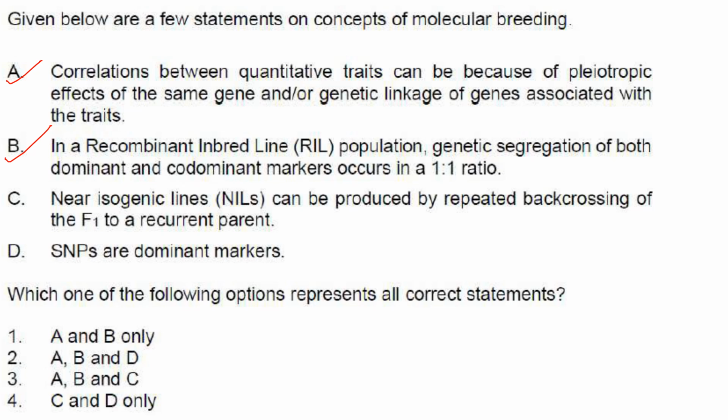Near isogenic lines can be produced by repeated backcrossing of the F1 to a recurrent parent. That is correct. SNPs are dominant markers. They are not dominant. They are co-dominant markers. So A, B, C is the right answer. Answer is option 3.